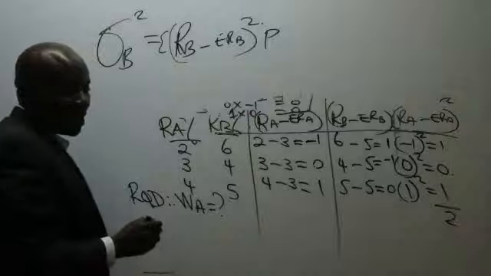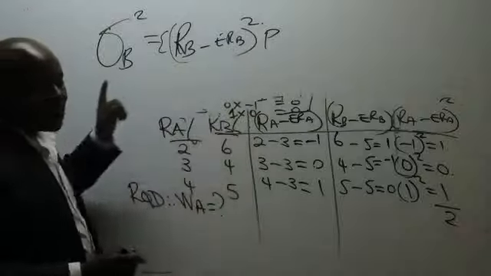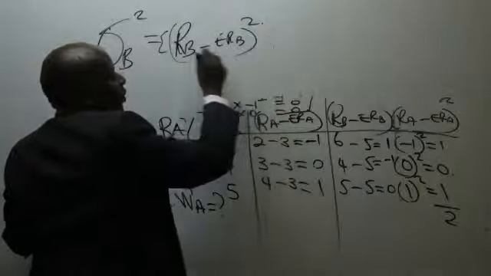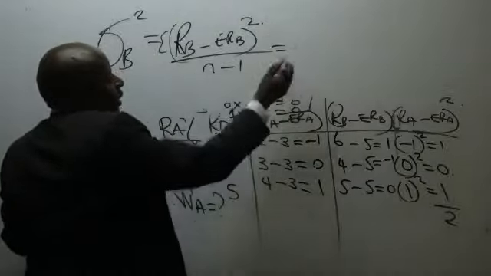But this is a question where the examiner has denied you probabilities. So then you need to remove this. You say divide by what here? Somebody, n minus 1. Like that.